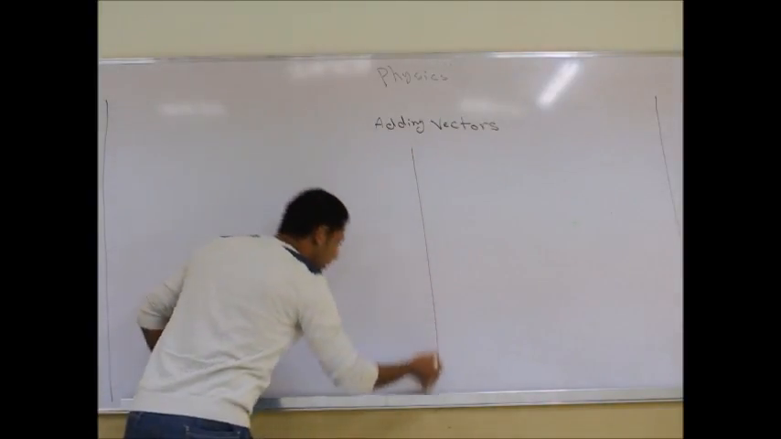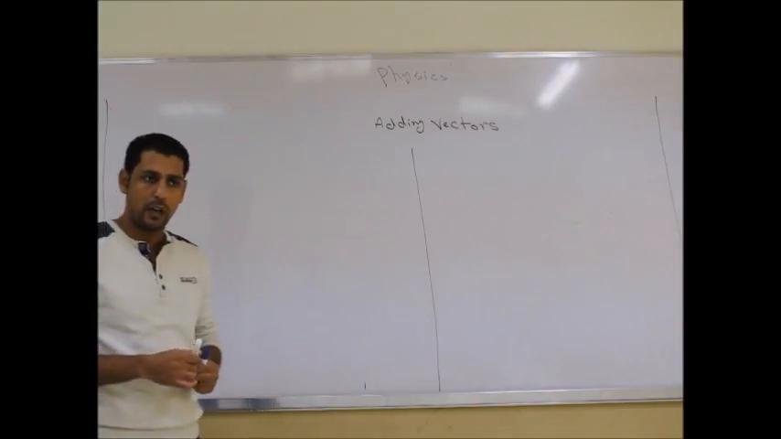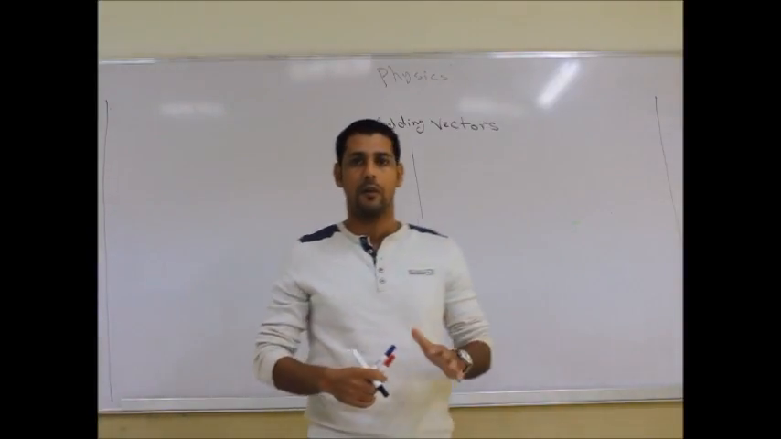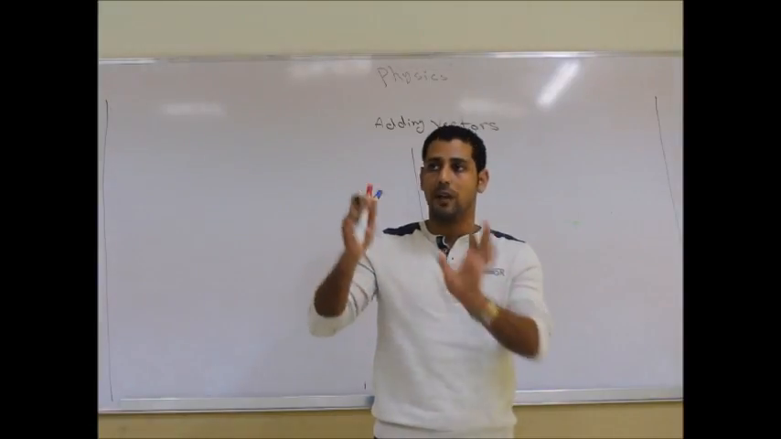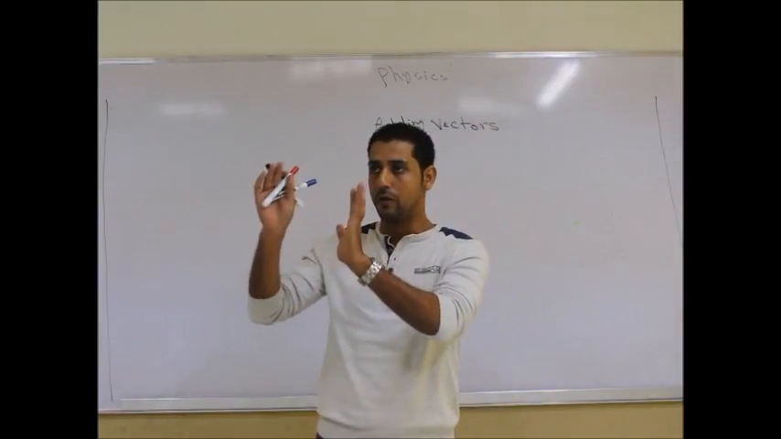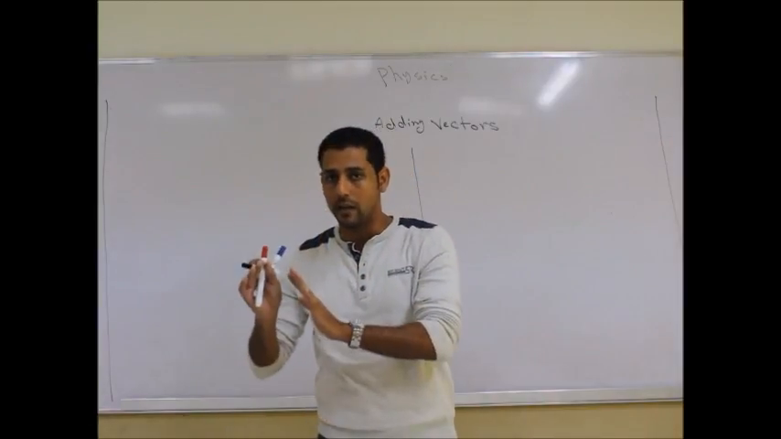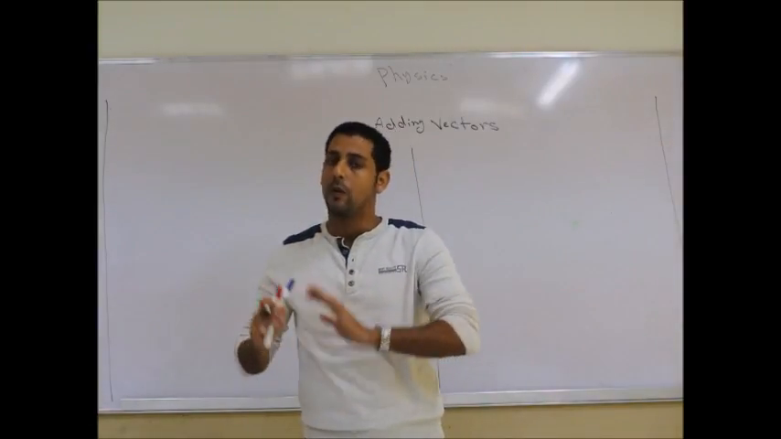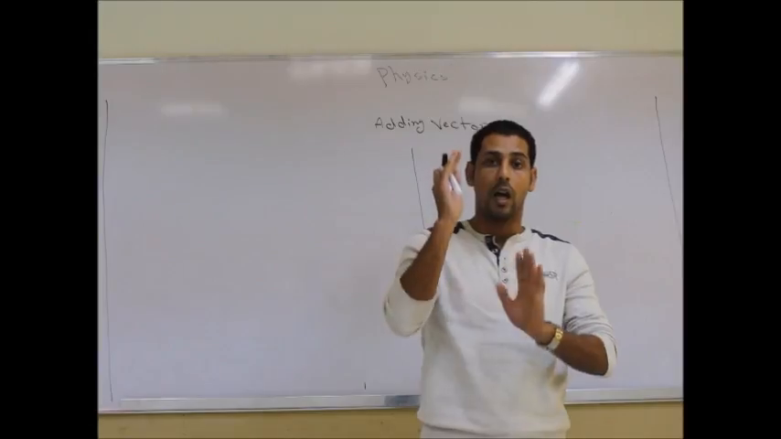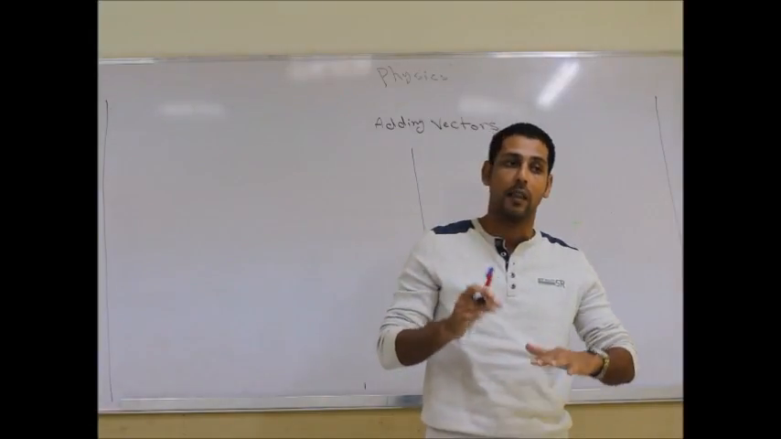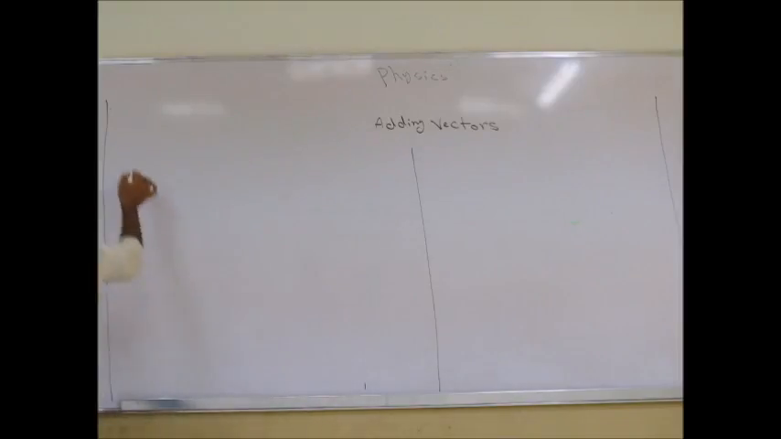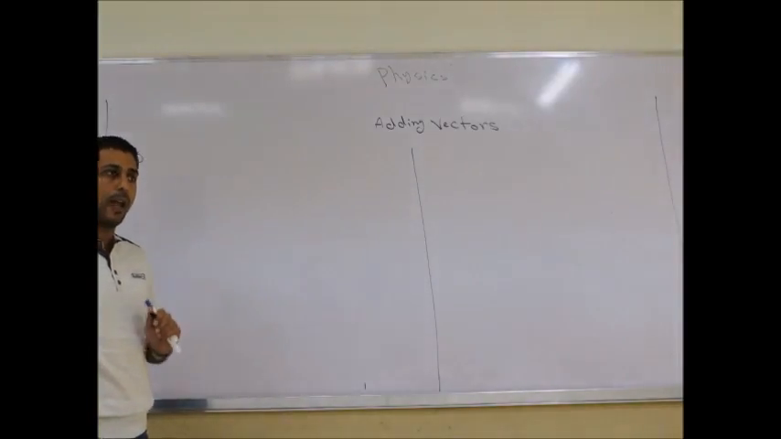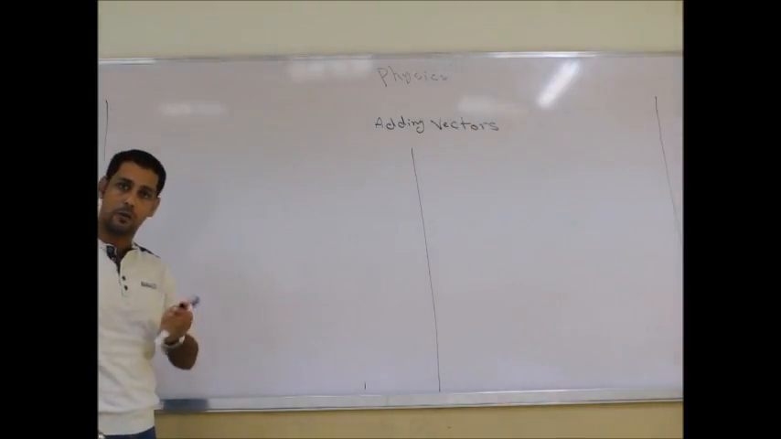We don't add vectors the same way. So what does it mean? It means, for example, not all vectors are the same. If I have vectors on the same axis, we add them in a certain way. If we have vectors perpendicular to each other, we add them in a different way. So let's start with this point: adding vectors on the same axis, or adding parallel vectors.